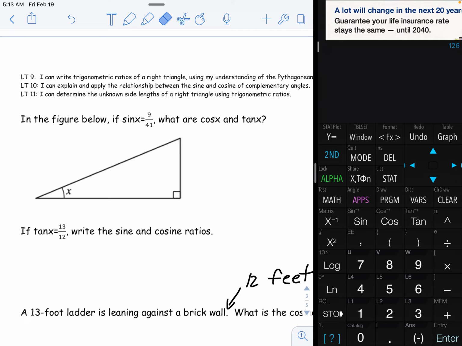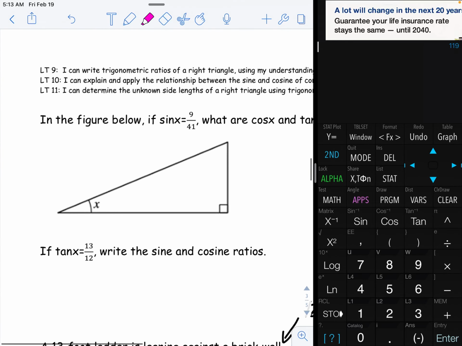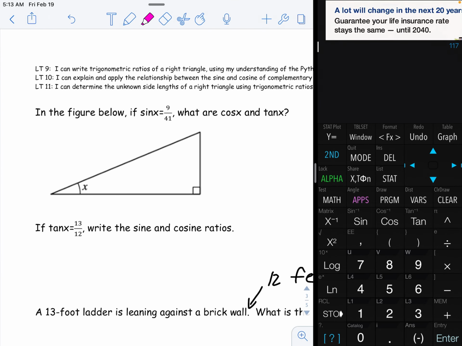If sine x is 9/41, what is cosine x and tangent x? This is the same thing we were doing above, just a little bit more advanced. So let's investigate this.